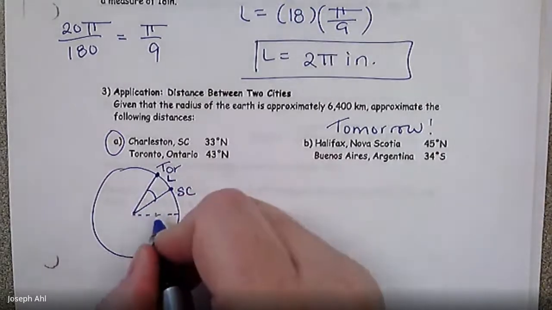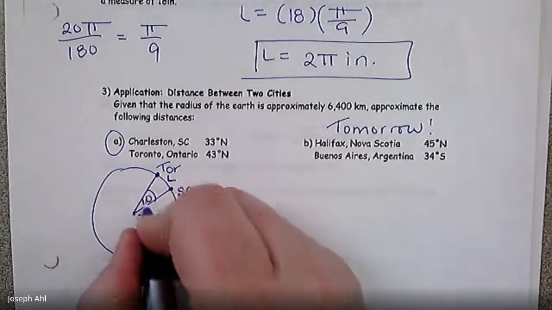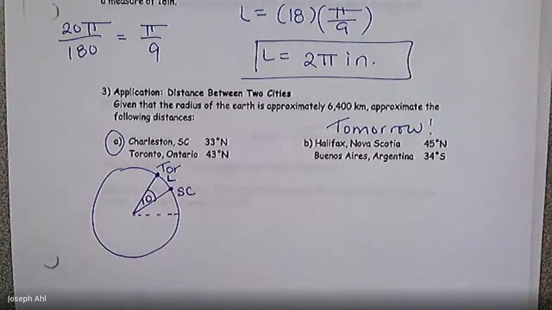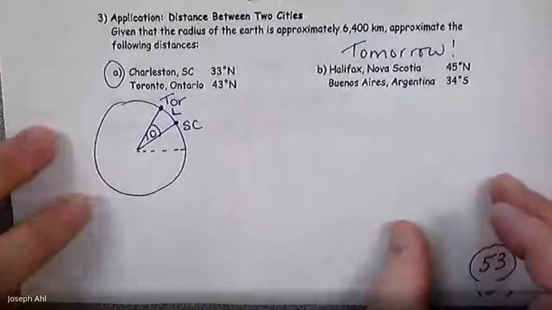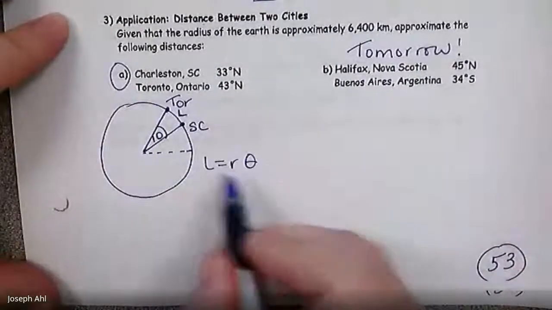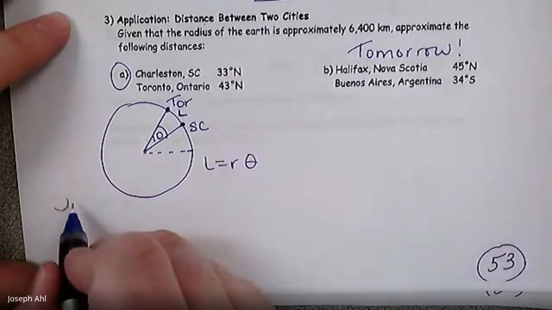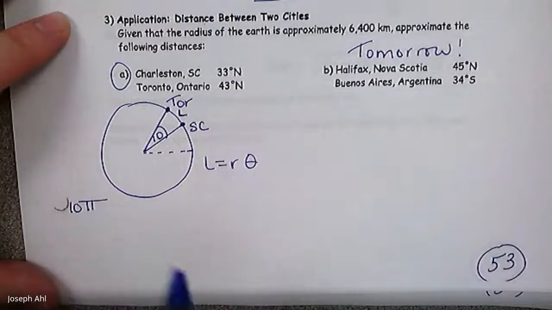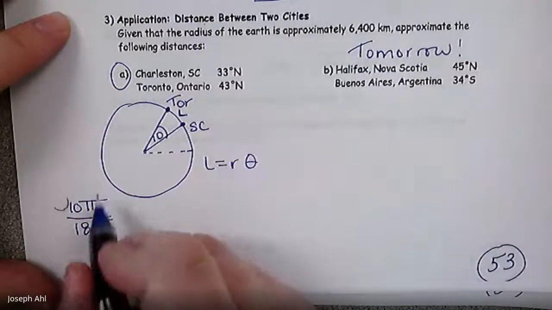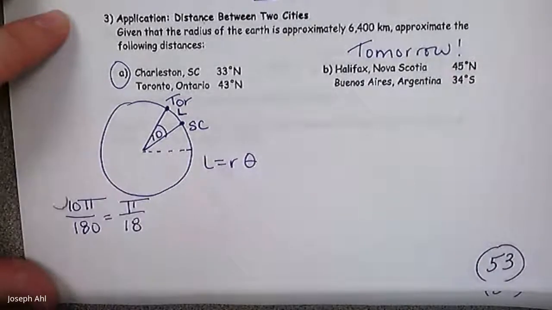The central angle: if this was 33 to South Carolina and 43 to Toronto, then that must be a total of 10 degrees. As soon as I know that that central angle is 10 degrees, the length would be the radius times theta. But don't forget, we need that theta in radians. So 10 times pi over 180 is going to turn into, you don't even have to reduce these, by the way, but why not? Pi over 18 seems simple enough.